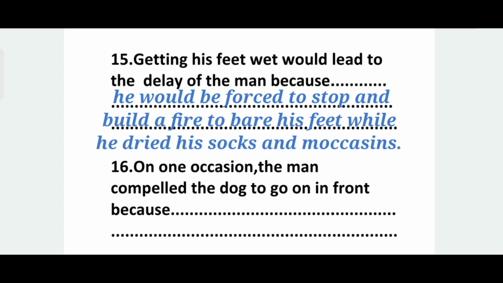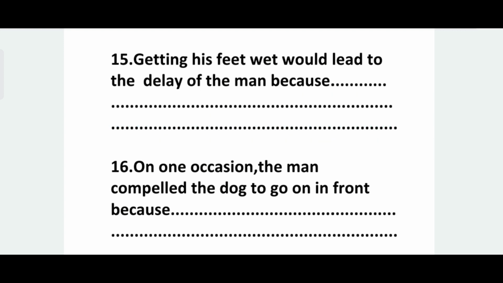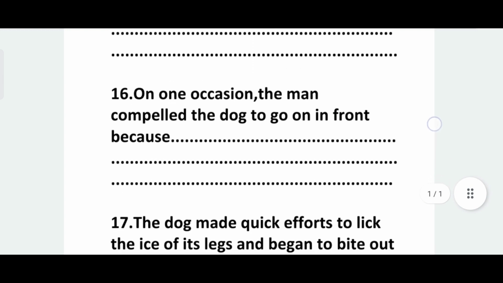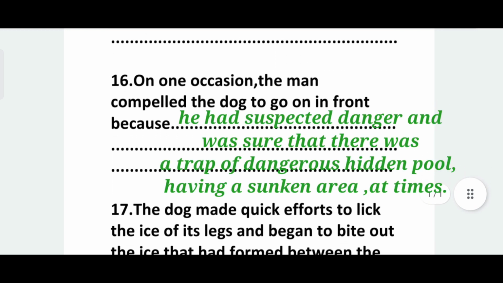16 now. On one occasion, the man compelled the dog to go on in front because. Why? Because he had suspected danger and was sure that there was the trap of hidden pool having a sunken area. He did not want to take the risk.